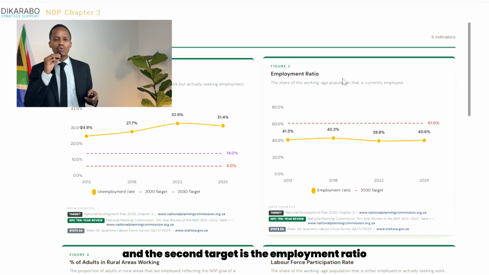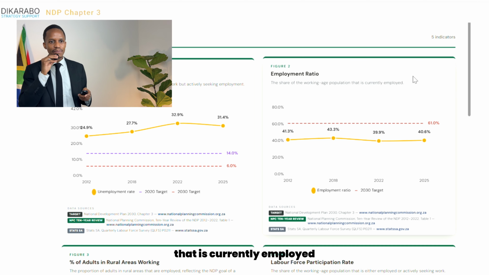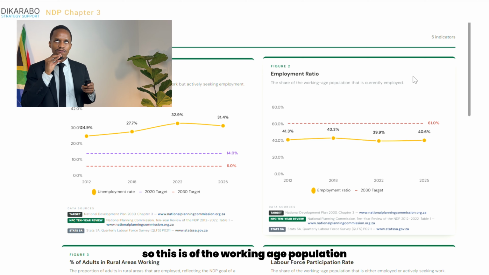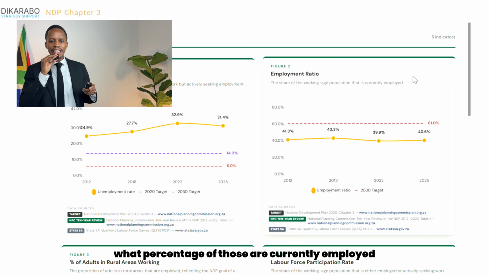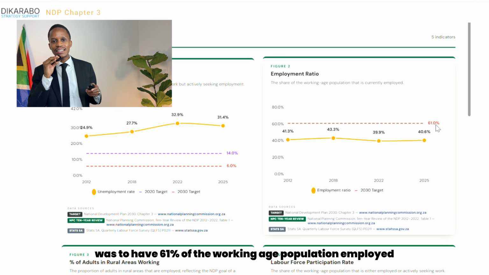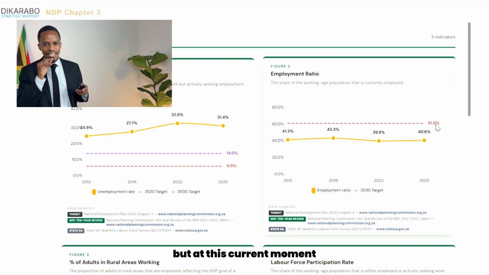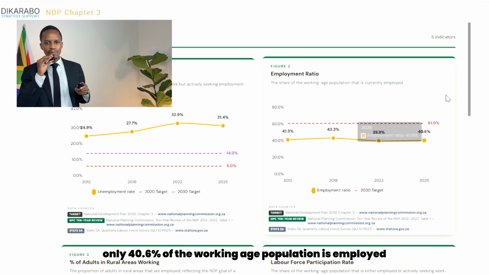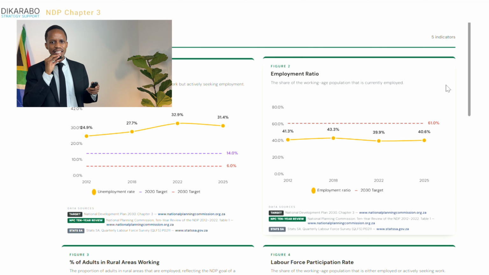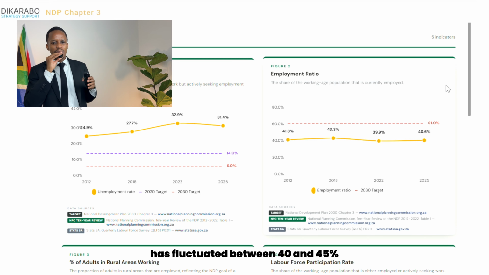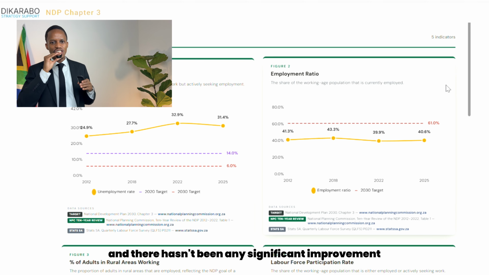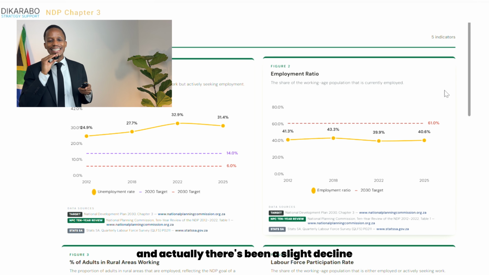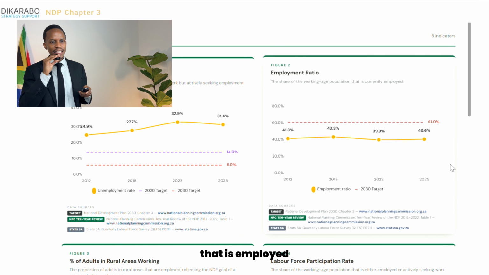And the second target is the employment ratio. The employment ratio is the share of the working age population that is currently employed. So this is of the working age population, 15 to 64 years old, if I'm not mistaken, what percentage of those are currently employed? The target for 2030 was to have 61% of the working age population employed, but at this current moment, only 40.6% of the working age population is employed. Since 2012, this employment ratio has fluctuated between 40 and 45%. It's just stayed within that range, and there hasn't been any significant improvement. And actually, there's been a slight decline in the proportion of the working age population that is employed.